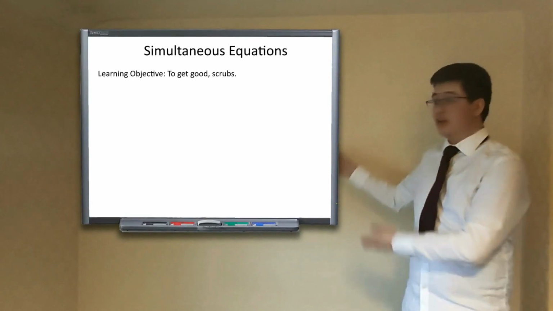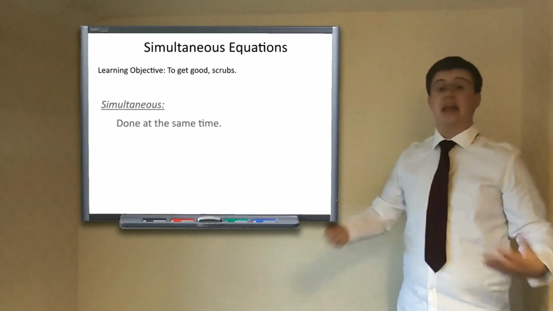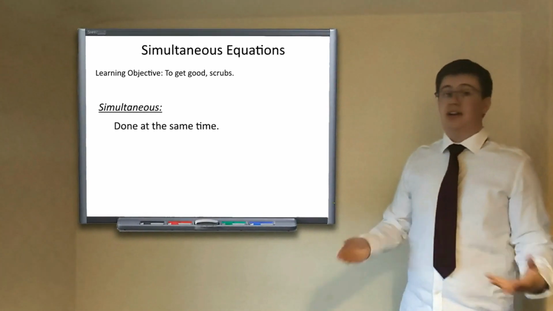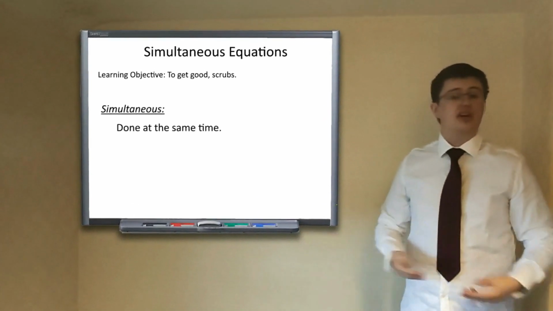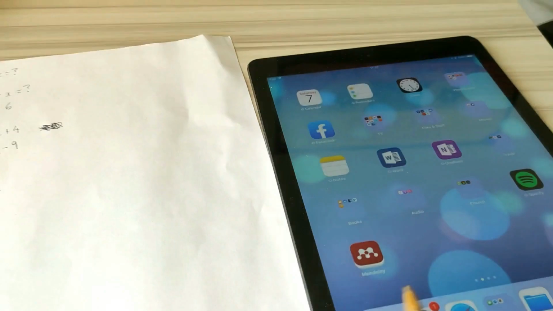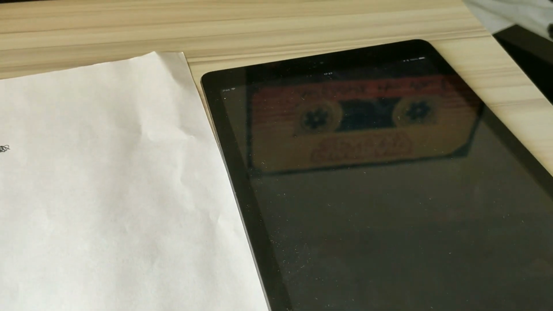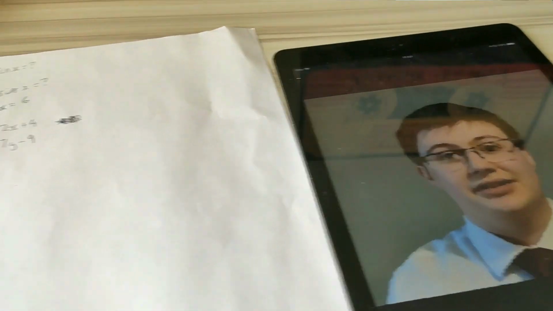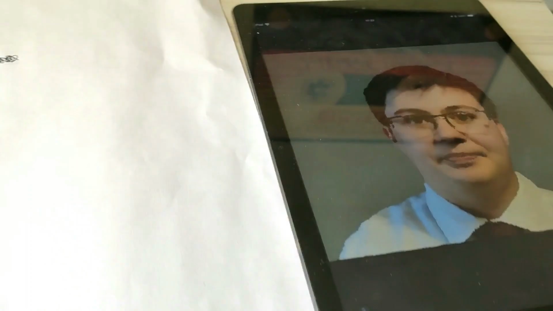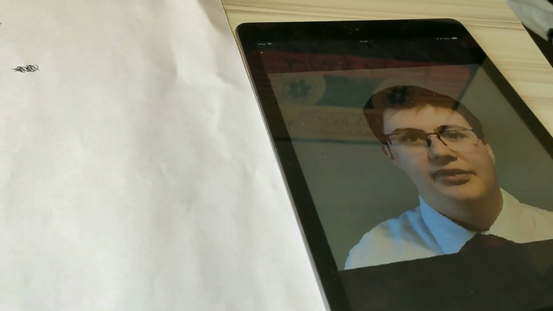As we can all see here, the term simultaneous clearly means at the same time. So by definition, a simultaneous equation just means two equations that are done at the same time. I find the best. Sir? Jason, how can I help you? I can't do this equation. I see. I'll tell you what. Show me the problem now. Okay.